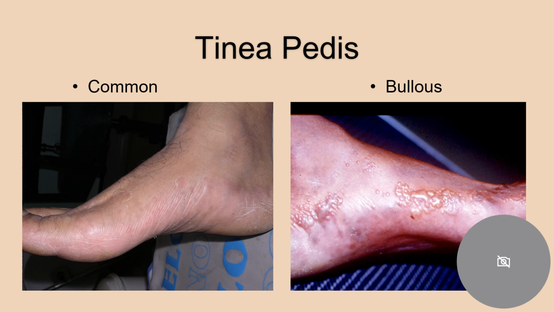Tinea pedis has also got 2 types. The common type, which you can see on the left-hand side, has these erythematous, pruritic, scaly plaques on the lateral aspects of the plantar foot and in between the toes. And then you've also got your bullous type, which you can visualize as these erythematous vesicles and bullae that coalesce on the lateral aspect of the foot.